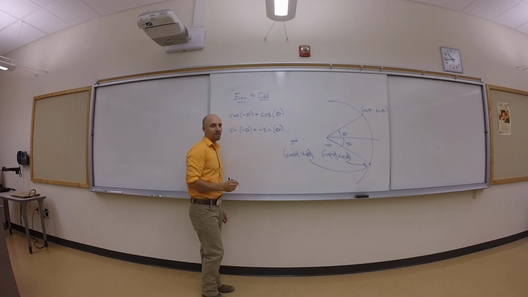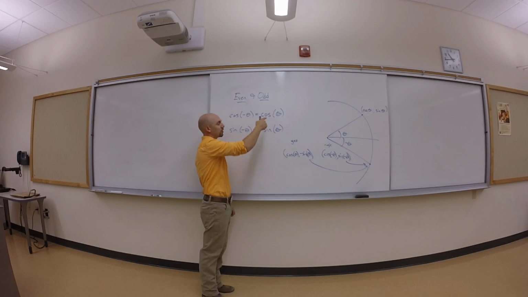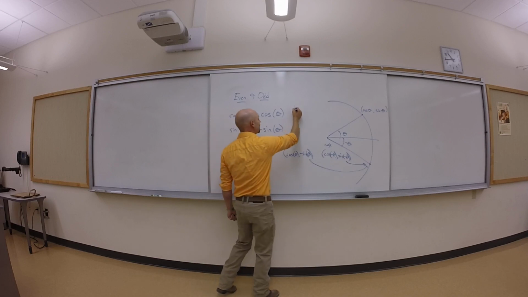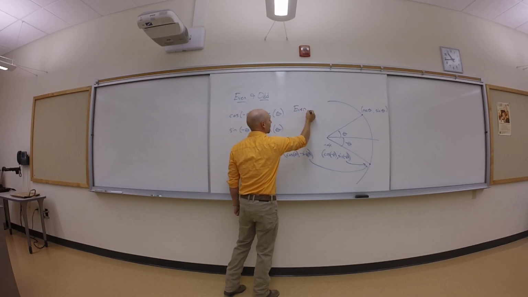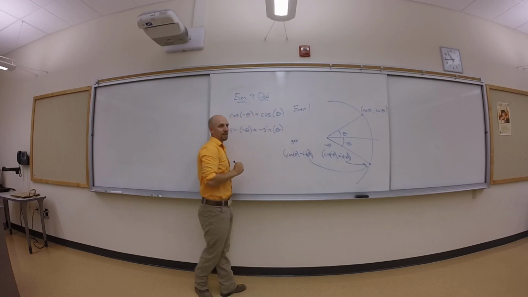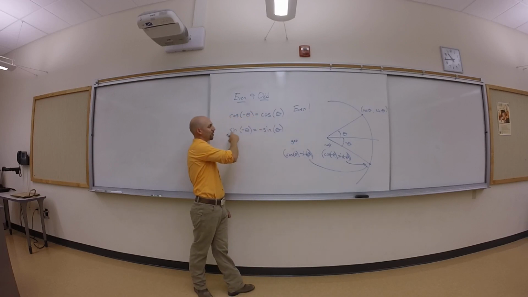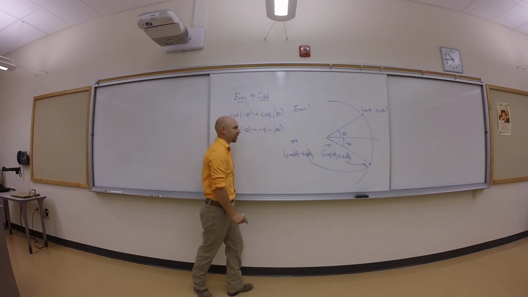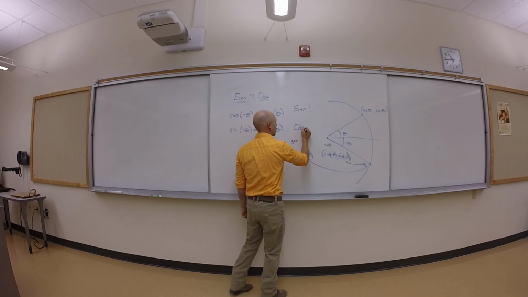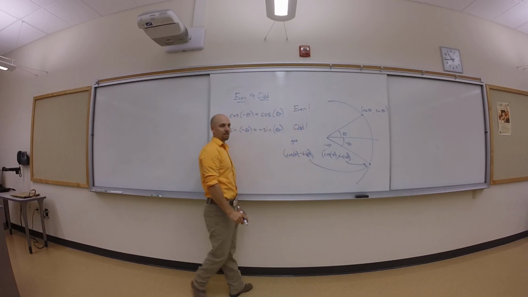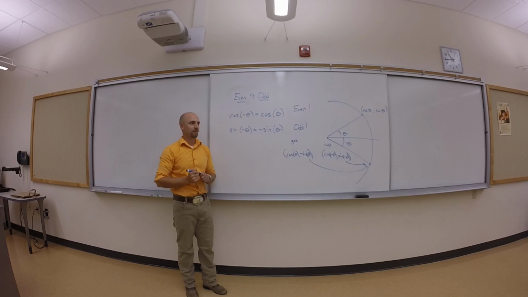You guys see that? So on cosines, you can drop negative signs on the inside. That's what we call even. And sine, you can pull the negative signs to the outside. We call that odd. You guys cool with that?